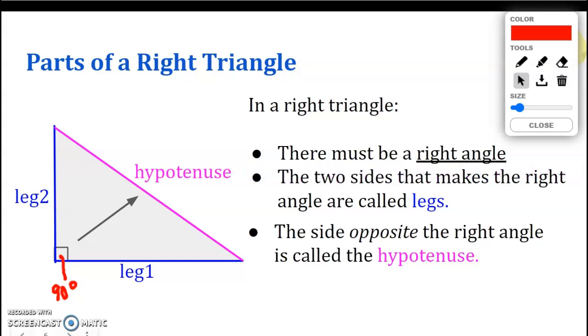And it's not hippopotamus, it's hypotenuse. And have a look at the spelling. I'm not going to be too picky about the spelling, but it will be good if you can figure out how to spell it correctly, for my sake, please.